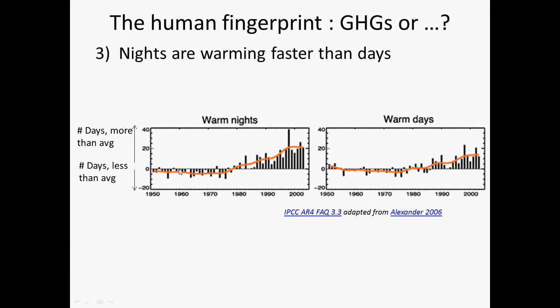So anything above 0 here means that there are more warm nights than average, and below 0 means fewer warm nights than average. And the same thing for days over here. So this would be more warm days than average, fewer warm days than average. The point here being that warm nights are increasing more quickly than warm days, which you would expect if it were greenhouse gases and not just the sun.